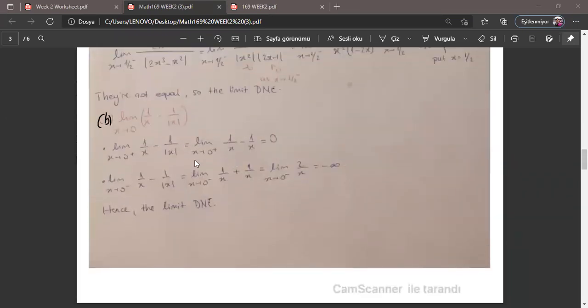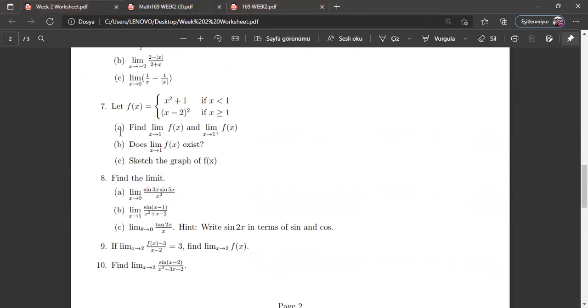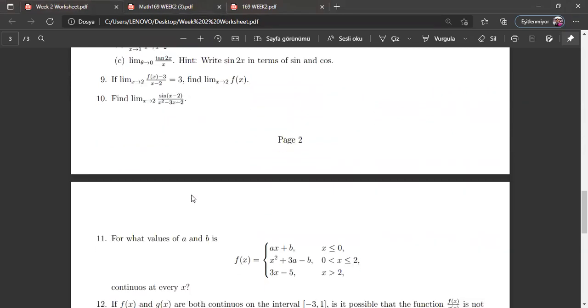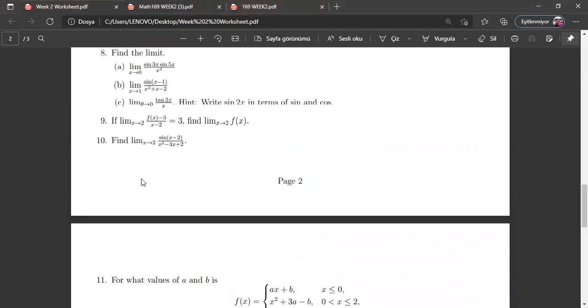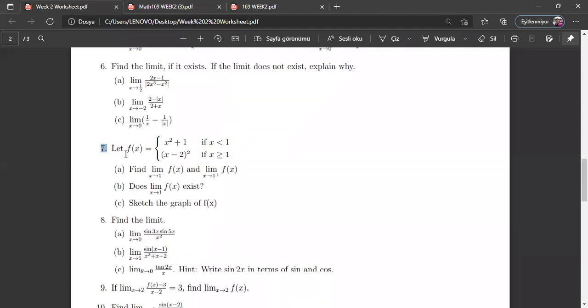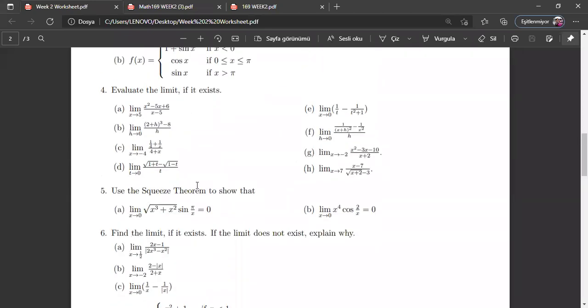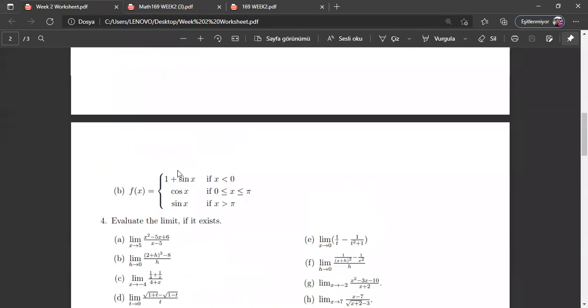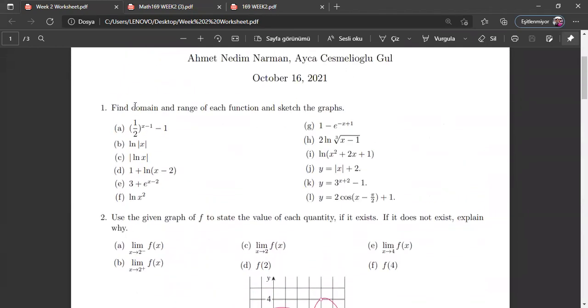All right, let's stop here. We will continue this worksheet from question 7. We will do all of them in the online class. But if you have any question from the first 6 questions, we can start with them. All right, so see you next week then.